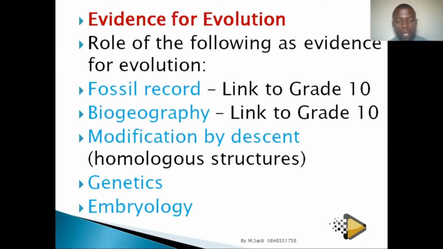Then we have embryology, which is also another evidence. Here you're looking at different embryos of different organisms, the likeness. If they do have the likeness, then automatically it means that we have some relationship with evolution. So all these ones we are going to look at in these slides we are going to talk about.